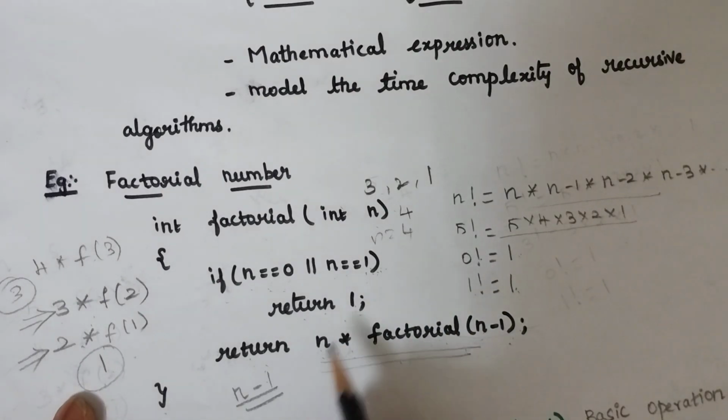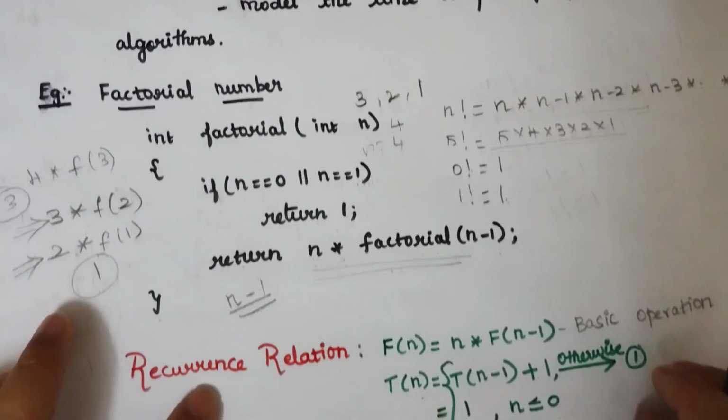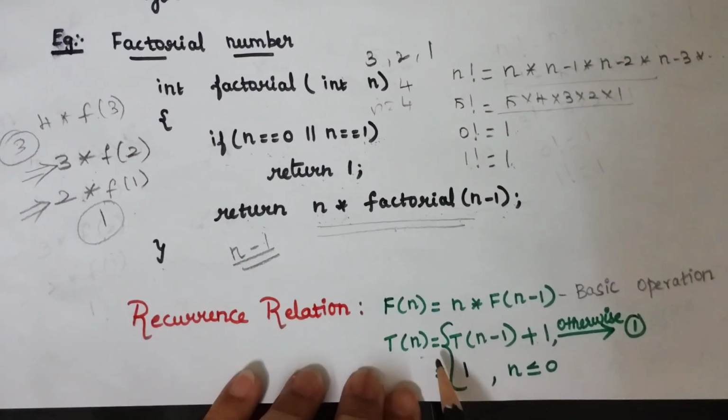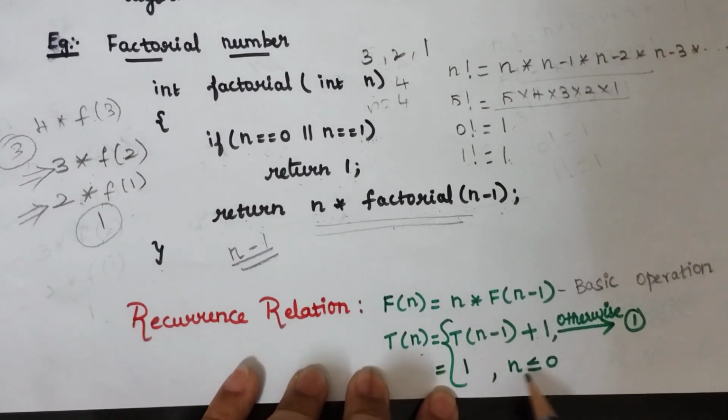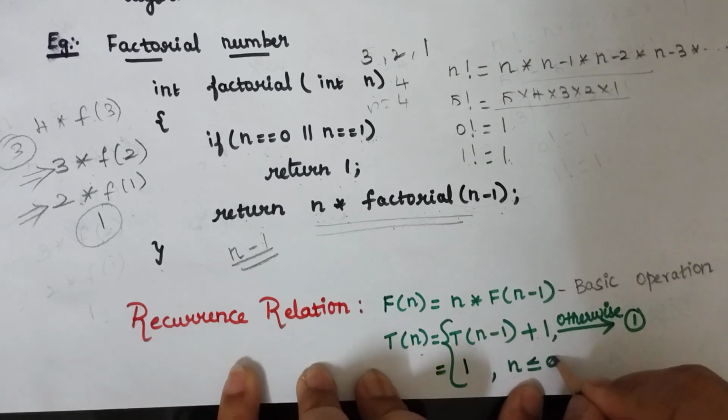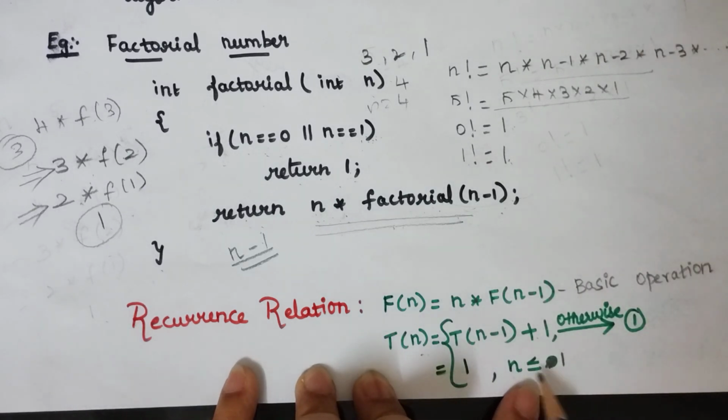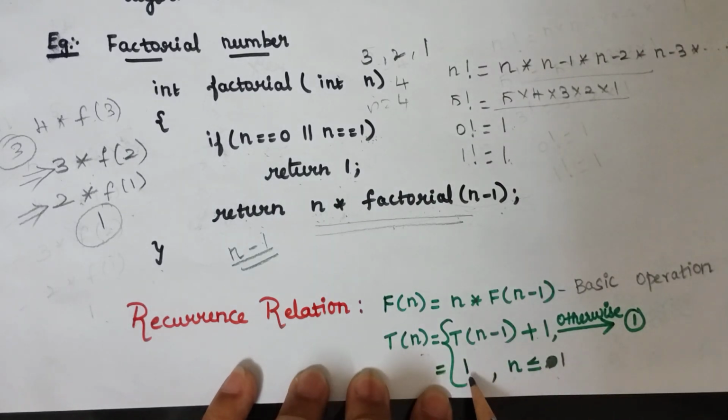Okay, so by this we can write our recurrence relation. That is what I have given here. If n value is less than or equal to 1, then it will return the result 1.